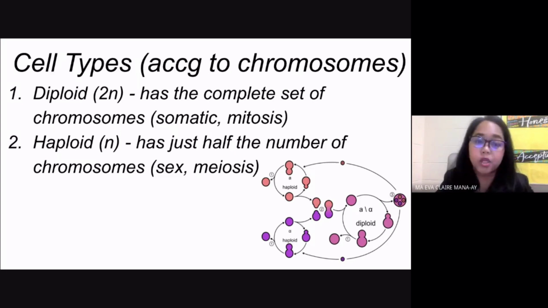You also have your sex cells or your gametes. These cells are, of course, involved in reproduction. They're formed during meiosis, and they are haploid. That means they only have half the number of chromosomes. In humans, that would only be 23 chromosomes.